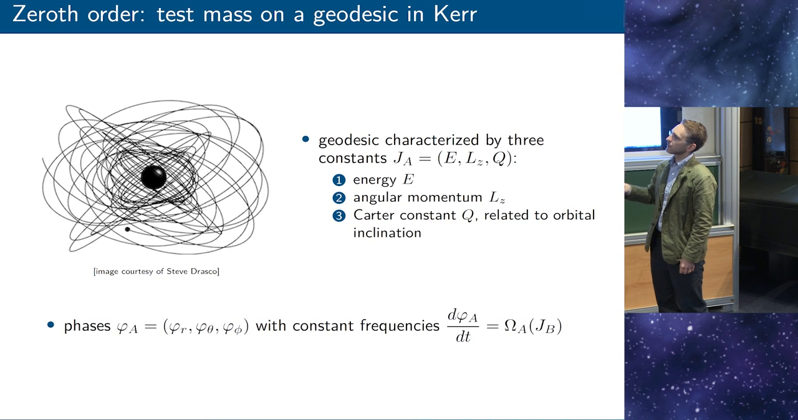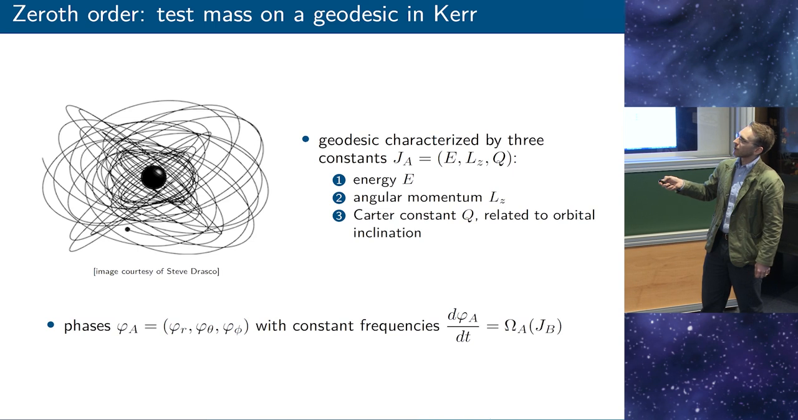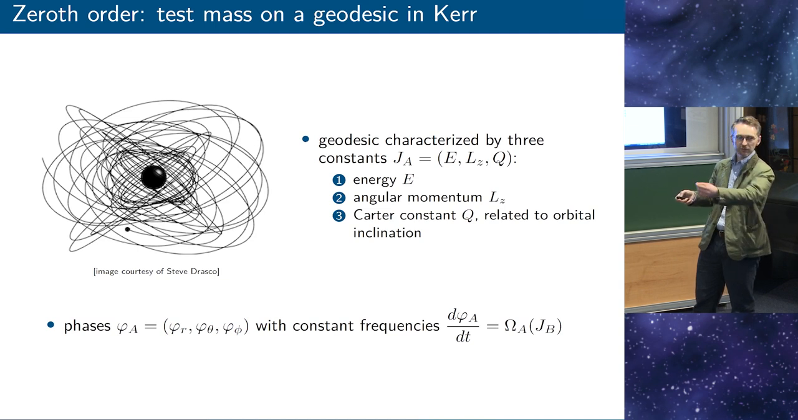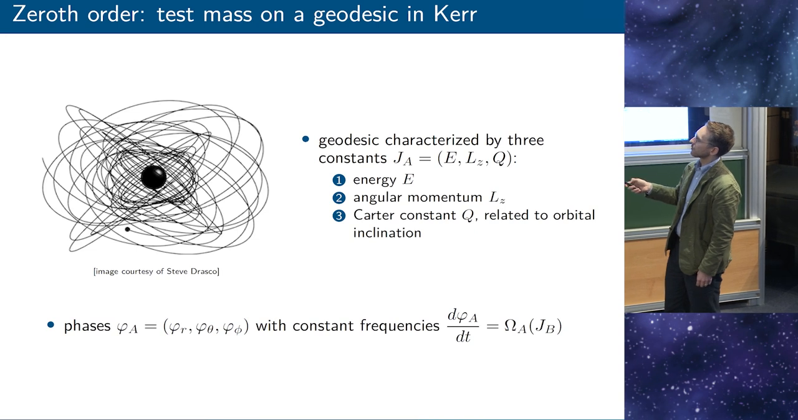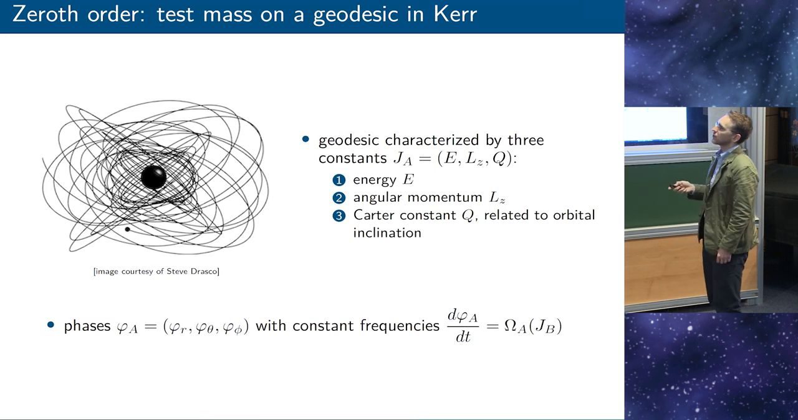So you have three constants of motion, and you have three associated phases of motion. So you have radial oscillations in and out. You're also circling around azimuthally, and you have polar oscillations up and down. And so you can associate a phase with each of those motions that runs from 0 to 2 pi in each of the periods. And you can construct these phases so they have constant frequencies. So the rate of change with time is just a constant frequency constructed from these three constants of motion. So that's the geodesic case.